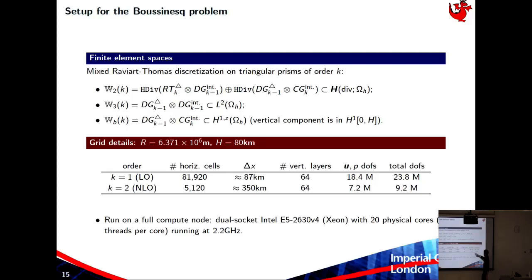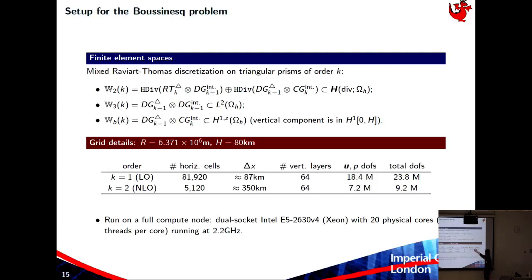So for the lowest order method, I chose the number of cells such that I could get as close as possible to what's going on in operational models. This is about an 87 kilometer resolution, and I have an 80 kilometer lid with about 64 vertical levels. For the next to lowest order method, so I could fit this on one compute node, I increased the resolution a little bit just so I could have a somewhat smaller problem.